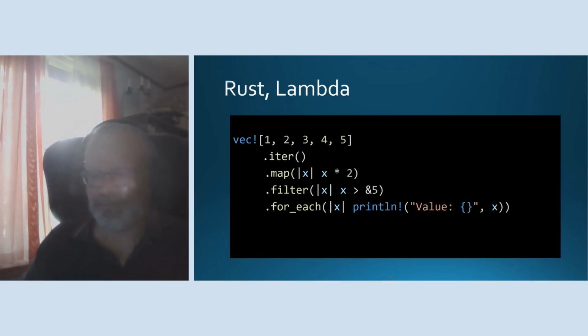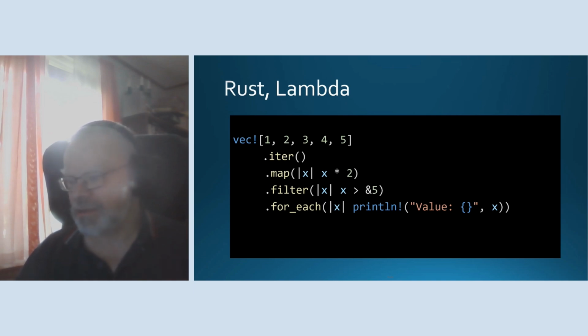So in Rust, we can declare lambdas. Let's say we have a vector of 5 numbers. We want to iterate over that vector. And for each number, we call map. That is, we call this lambda, that has x as a parameter, and it returns x times 2. It multiplies by 2. And then we have a filter. We only want values that are greater than 5. And finally, for each result, we print it.